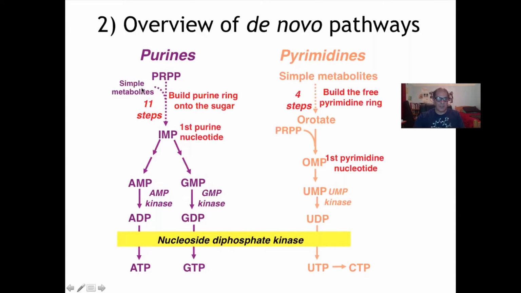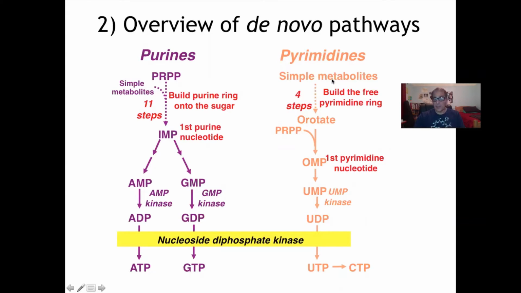We use simple metabolites to build the purine ring right onto the ribose to produce the first purine nucleotide synthesized in the de novo pathways, which is inosine monophosphate, or IMP. And then IMP is converted into ATP and GTP.